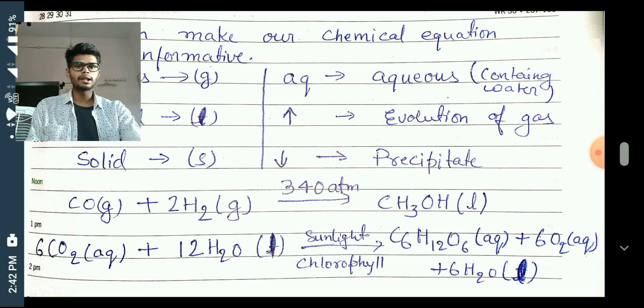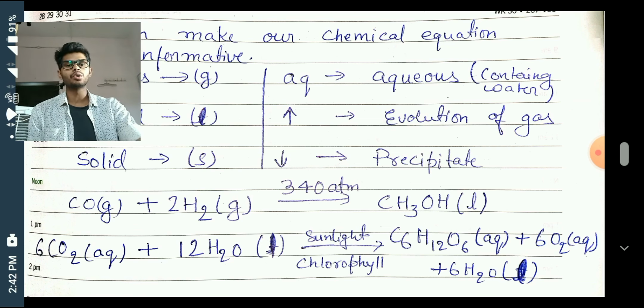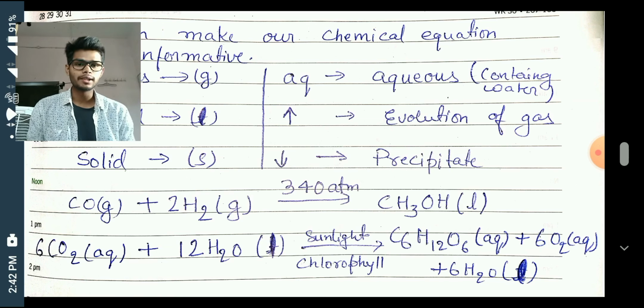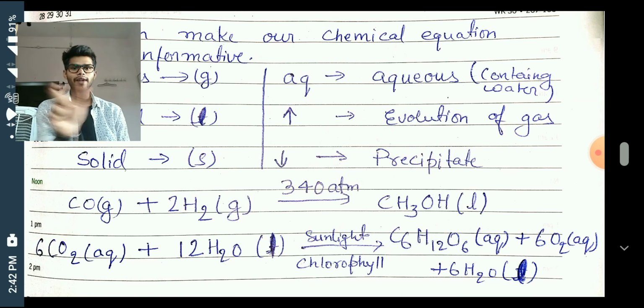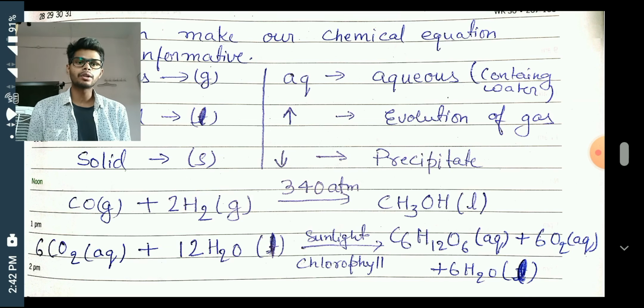Let's see another reaction, the very famous reaction of photosynthesis. You must remember it: 6CO2 plus 12H2O, which is CO2 in gaseous form and H2O in liquid form, in the presence of sunlight and chlorophyll. Whenever you define it, you always say that it occurs in the presence of sunlight and chlorophyll. Here we have denoted that with this sign, and on top we have written sunlight and chlorophyll. So we are also showing what this reaction needs. This reaction takes place in the presence of sunlight and chlorophyll only.